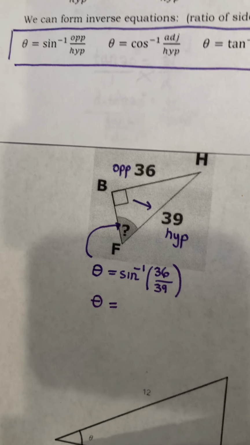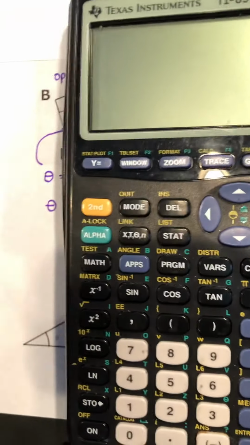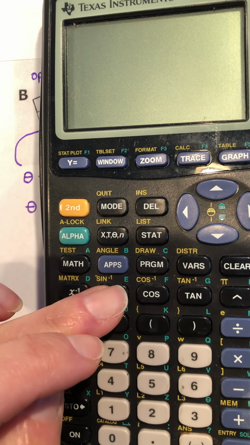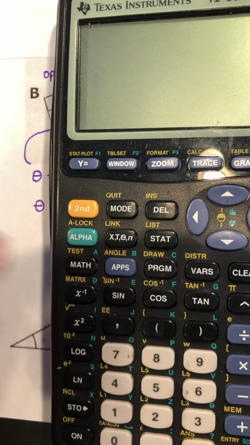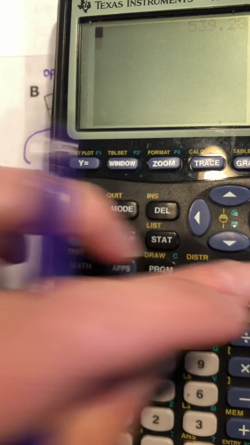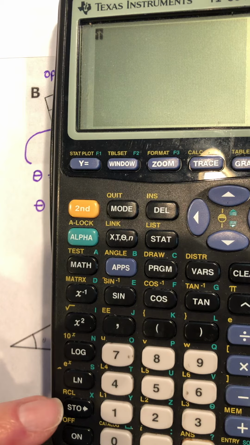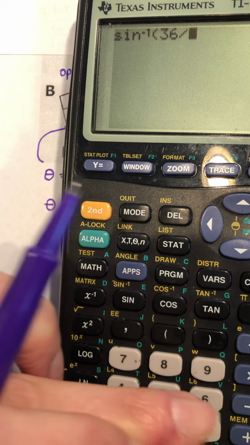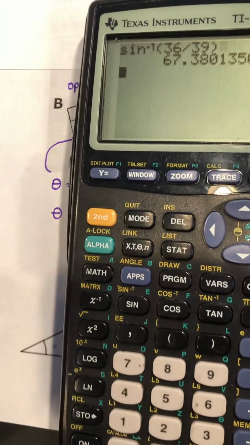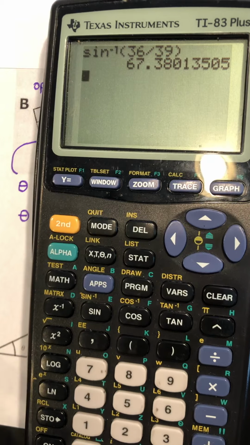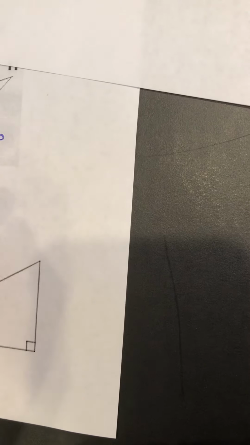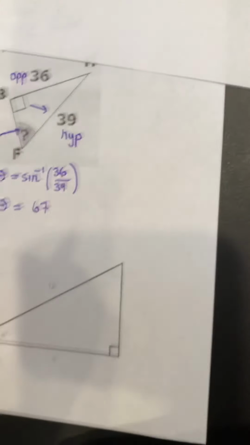So just so you can see where that button is on your calculator, I just want to show you my calculator. This is old, but it'll still work. Inverse sine, you want to go to second, and inverse sine is this yellow button. It looks like that. Okay, whoops, I need to turn it on first. That would help. Sorry. Okay, so second inverse sine, and that's what it looks like. And you literally type in 36 divided by 39 in parentheses, and you can see it gives you an answer. So my answer here is 67.4 degrees. You could just say roughly 67 degrees, okay?